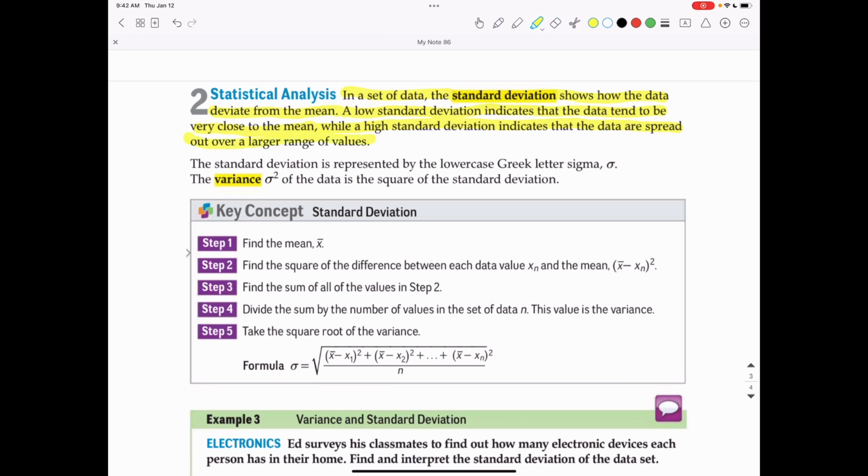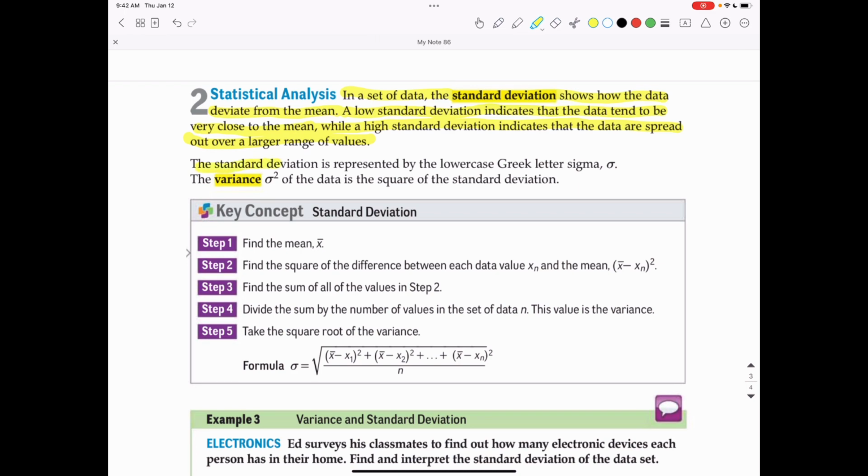Like we have said in an earlier video, you can have two sets of data with the same mean, but one set of data can be much more spread out than another set of data. The standard deviation really shows you how spread out a set of data is with a particular score.